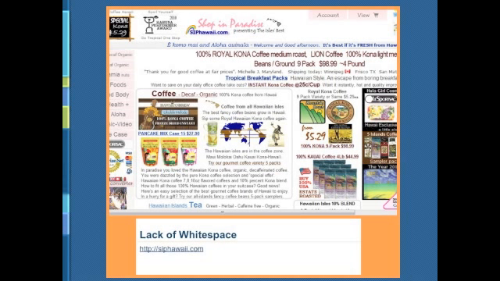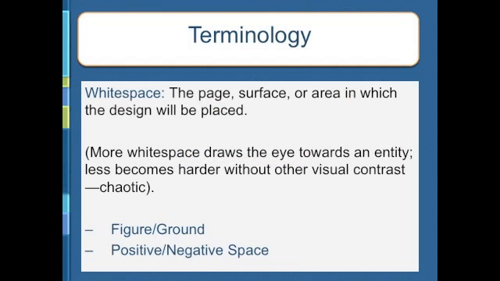So that gives you an idea about where this all comes from. Okay, last bit of terminology for this lesson. First, from the standpoint of white space. So the white space is really the page, surface, or area in which the design will be placed. More white space draws the eye towards an entity, a form, a shape. Less becomes a lot harder without other visual contrast. It becomes very chaotic. You can pull it off, but it's difficult and you have to know what you're doing.